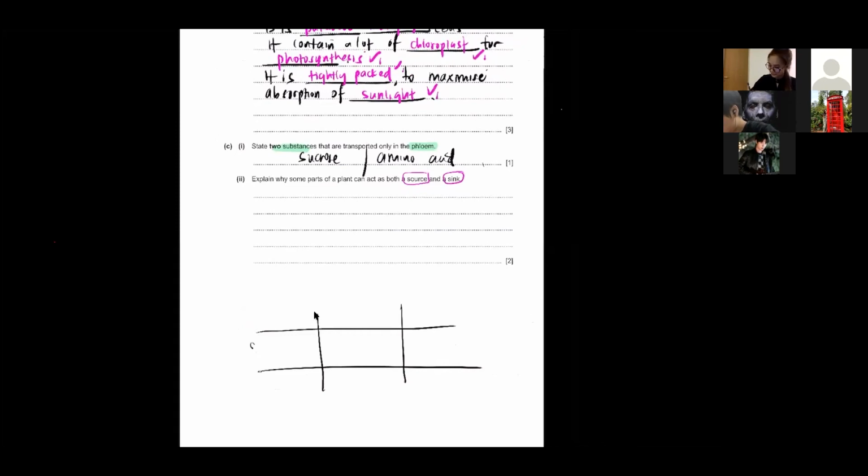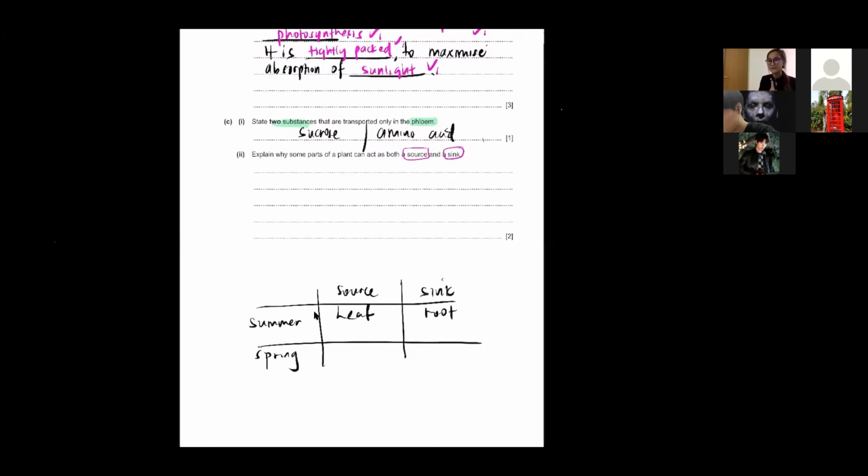So let's say this is summer and this is spring. You have your source and you have your sink. So summer, what is the source? The leaf is the source because it is the part that produces the sucrose. The sink will be your root or your stem and other parts of the plant. If it's spring, it's opposite. The root will be the source and the leaf will be the sink.